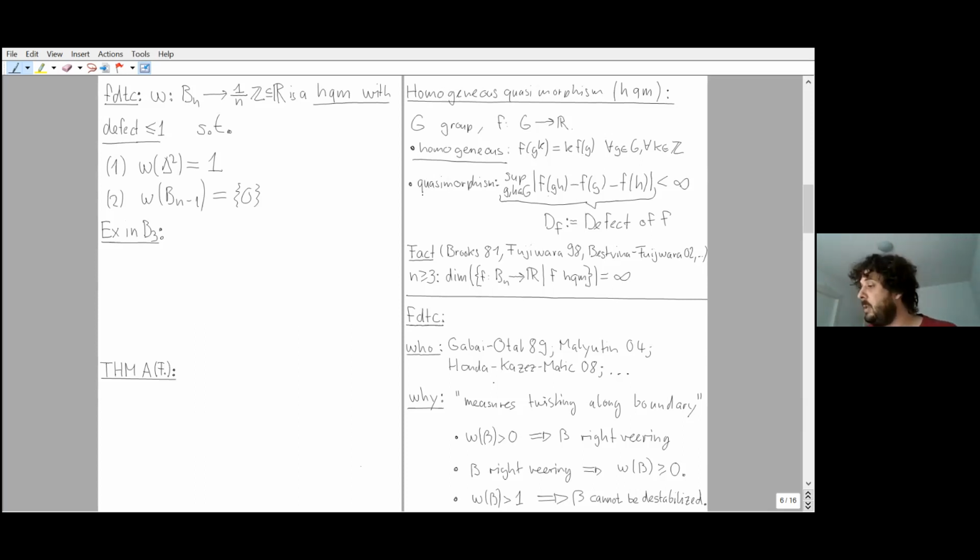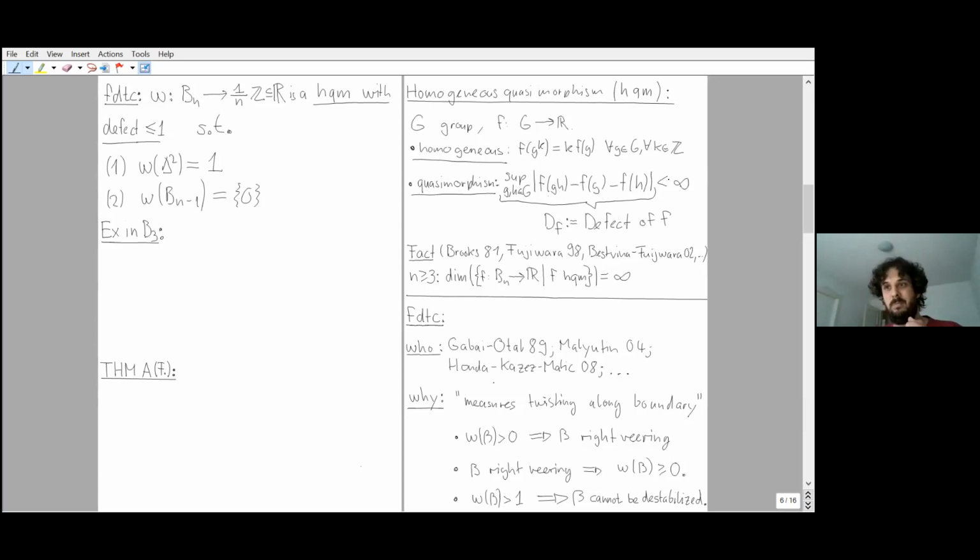That's homogeneous. What does quasimorphism mean? Well, you look at the quantity that is supposed to be 0 if you're a group homomorphism. So F of G times H minus F of G minus F of H. So that's this guy. And you ask for this quantity to be bounded over all group elements H and G.